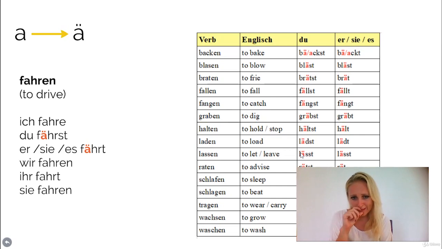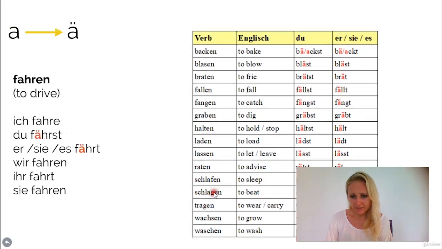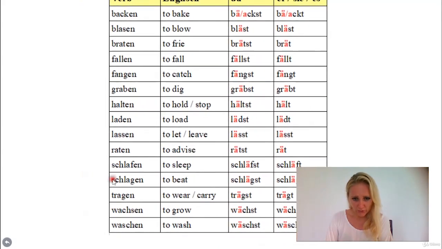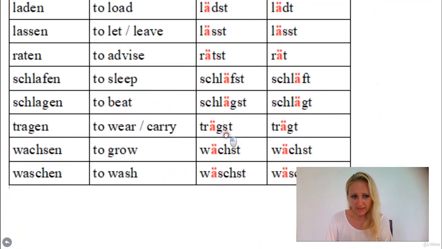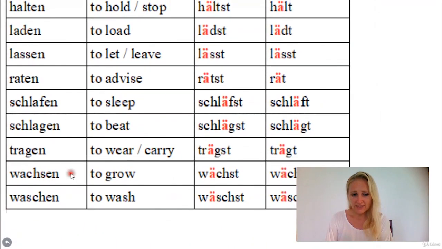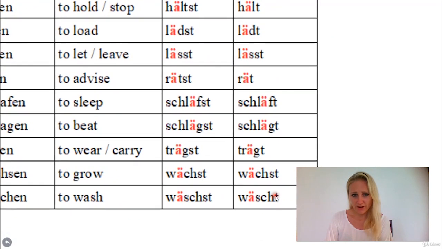Then the next one, raten, to advise, du rätst, er, sie, es rät. Schlafen, to sleep, du schläfst, er, sie, es schläft. Schlagen, to beat, du schlägst, er, sie, es schlägt. Tragen, to wear or to carry, du trägst, er, sie, es trägt. Wachsen, to grow, du wächst, er, sie, es wächst. The same conjugation. Waschen, to wash, du wäschst, er, sie, es wäscht.